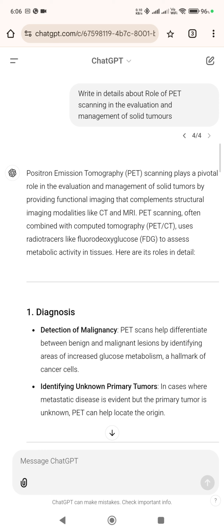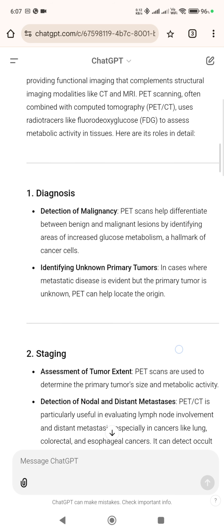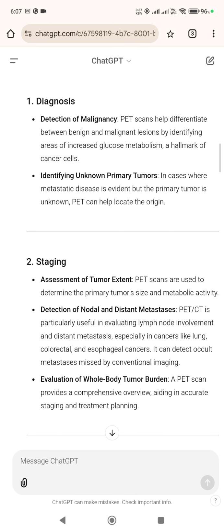1. Diagnosis. Detection of malignancy. PET scans help differentiate between benign and malignant lesions by identifying areas of increased glucose metabolism, a hallmark of cancer cells. Identifying unknown primary tumors. In cases where metastatic disease is evident but the primary tumor is unknown, PET can help locate the origin.